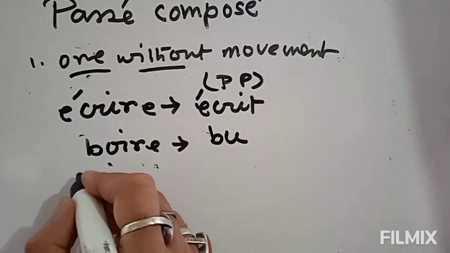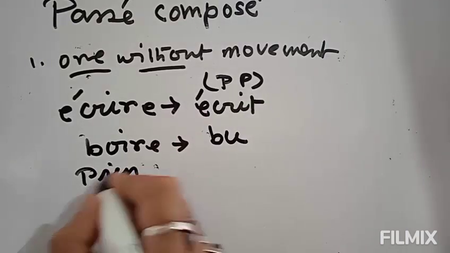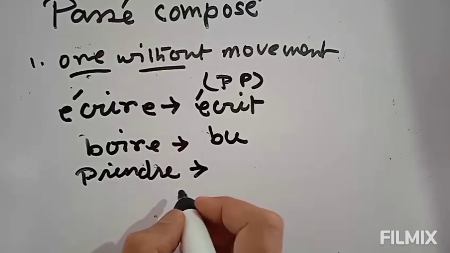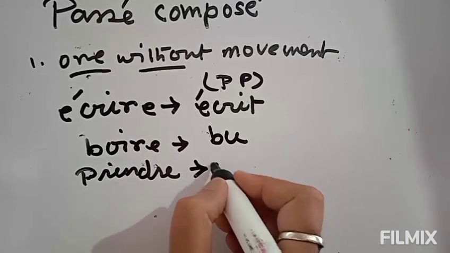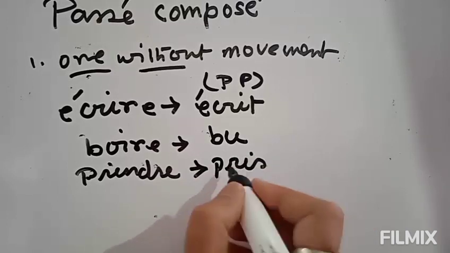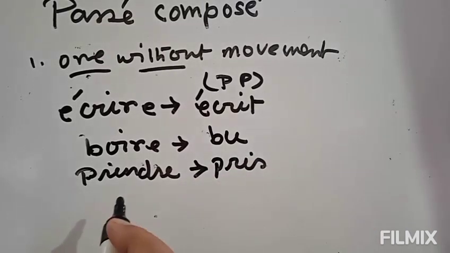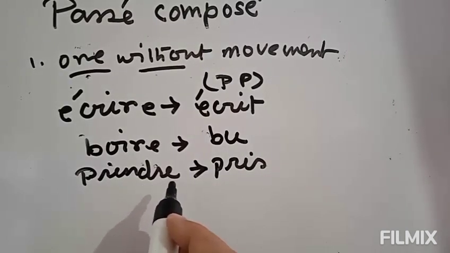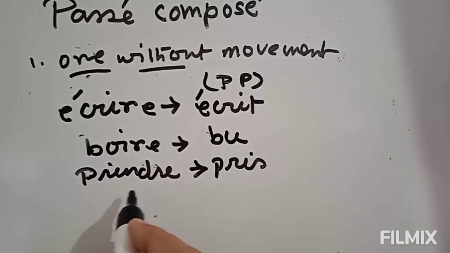prendre. It is also in the irregular category, prendre. Prendre means to take something. So the PP of prendre is pris. It is not similar to répondre or attendre. Although it is RE ending, it is not following the same rule. Prendre, pris. This video will be a long video, but please see the total video.